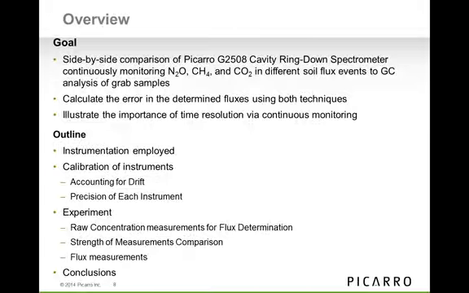What this will boil down to, as we'll see, is the importance of the time resolution that the G2508 gives us. So just an outline: we'll talk about the instrumentation that I use, and then the cross-calibration of the instruments, accounting for drift in both instruments, and then the precision of a single measurement. Then we'll go through the experiment, what I did and what the data actually looks like when you come out, and then eventually a comparison of the flux measurements. And then we'll go over everything that I talked about again in the conclusion.